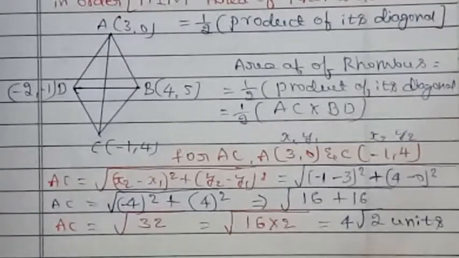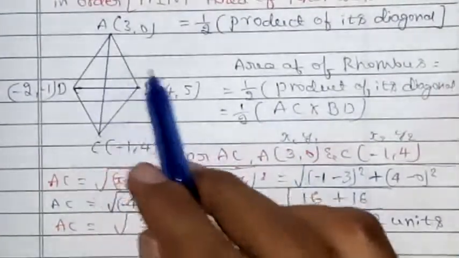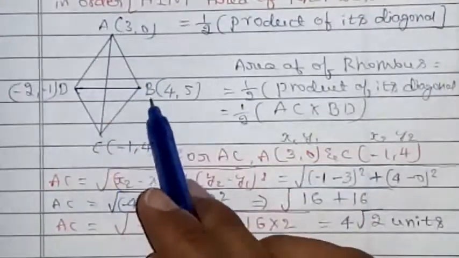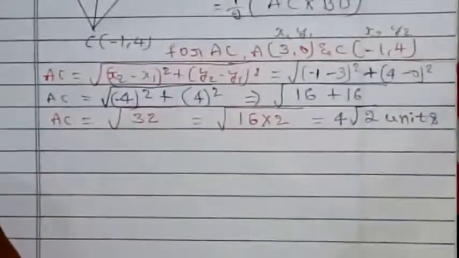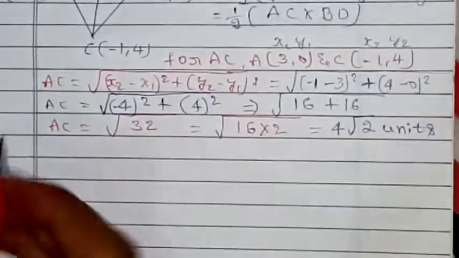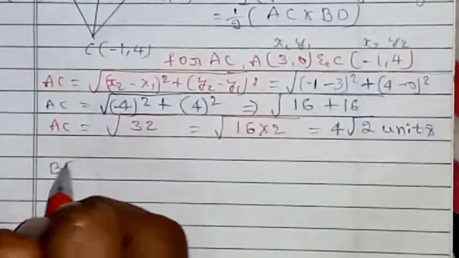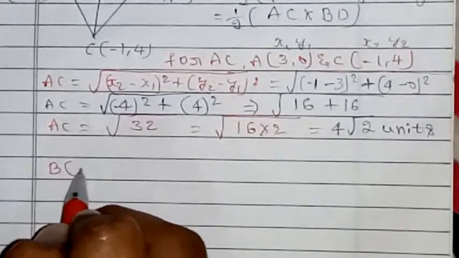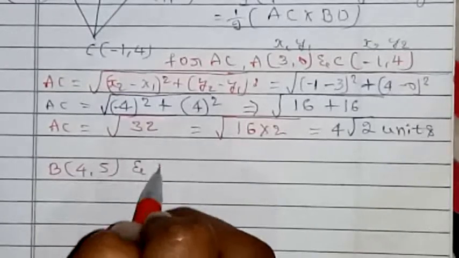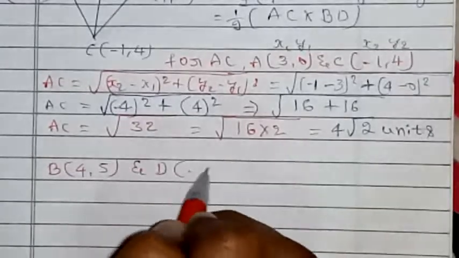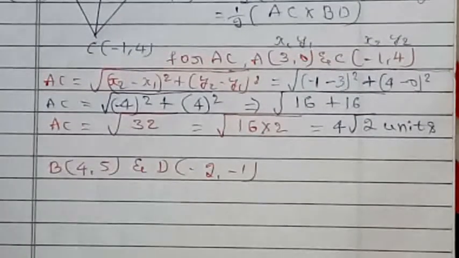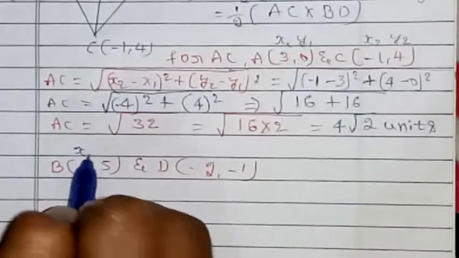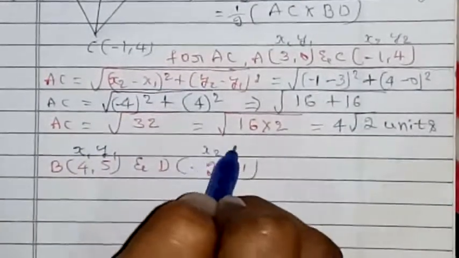Now you need to find the distance between BD. You have found the distance between AC, now you need to find the distance between BD. I'll write the coordinates of B and D first. What are the coordinates of B and D? B is (4, 5) and D is (-2, -1). Clear, children? Now find the distance between BD. First of all write this one as x1, y1, and this one as x2, y2.